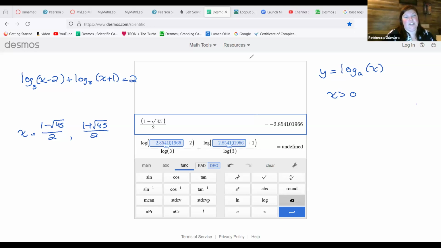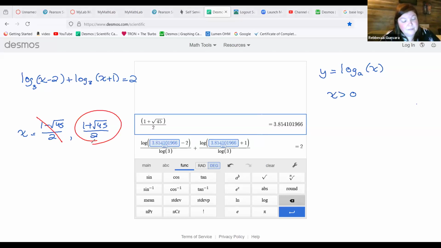But if I change this to a positive, we see here that it does actually give me a 2. So what we have is one failed answer. This one can't work. So always check those answers.